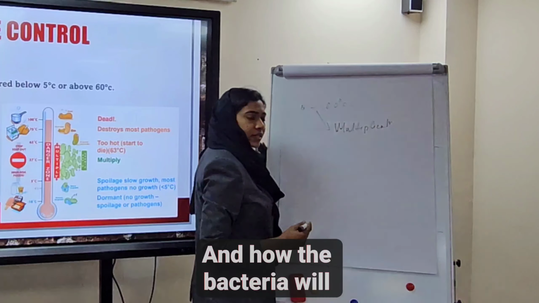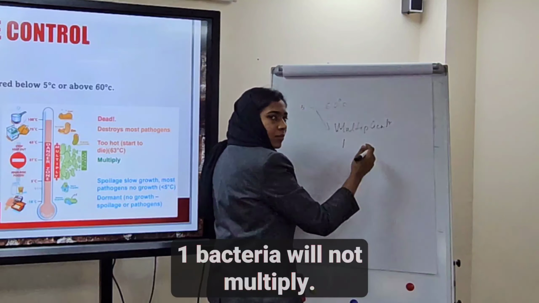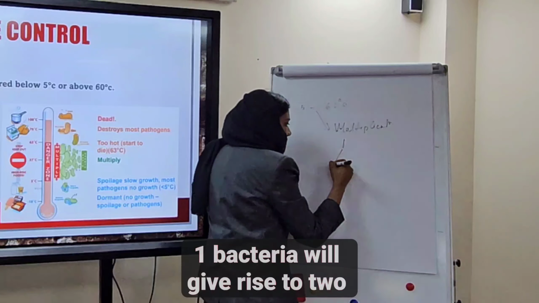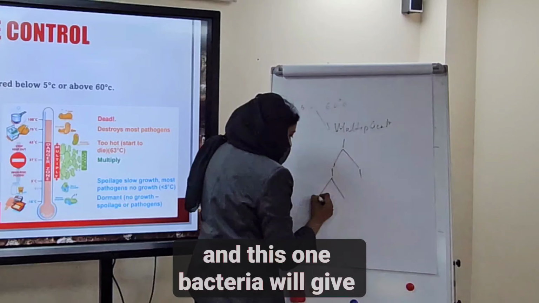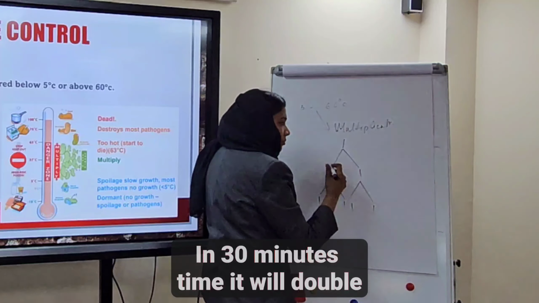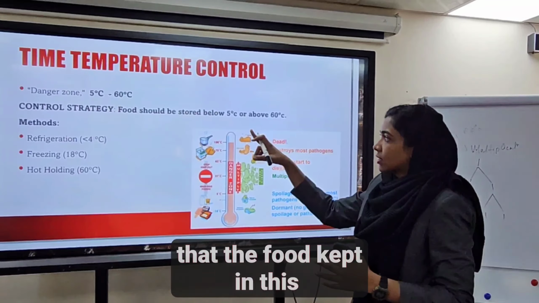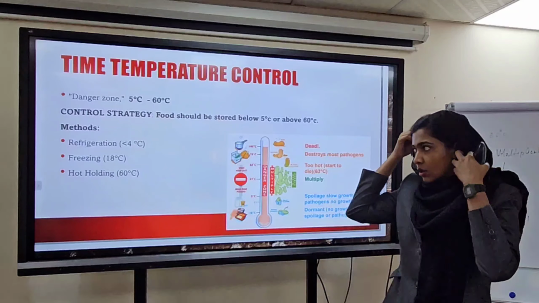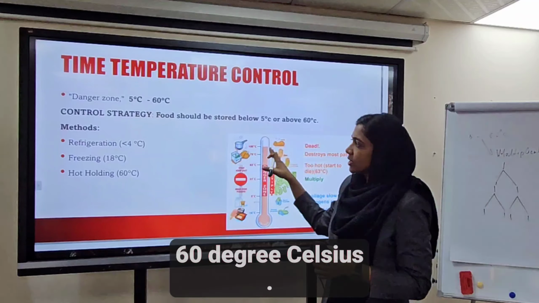And how will the bacteria multiply? One bacteria will not multiply, it's a different mechanism. One bacteria will give rise to two bacteria, and each of those will give rise to two bacteria. In 30 minutes time, it will double. So the multiplication is so vigorous that food kept in this temperature will spoil maybe within 2 hours. Okay. So that is why we recommend not to keep the food in between 5 to 60 degrees Celsius.